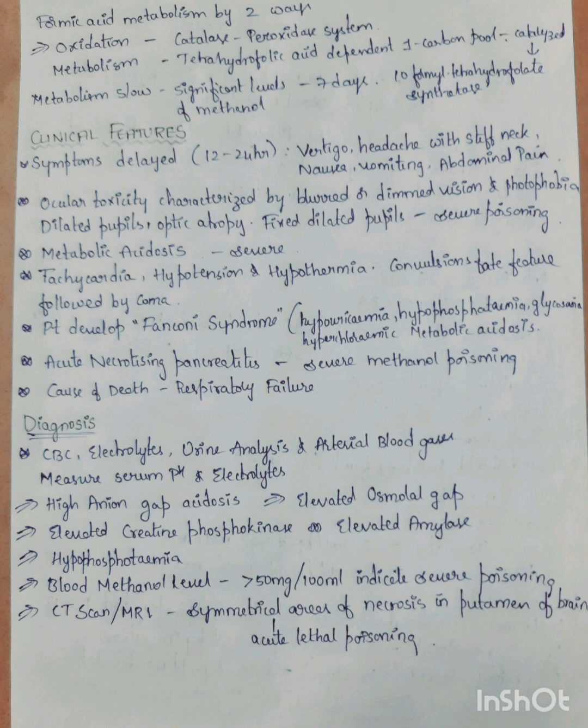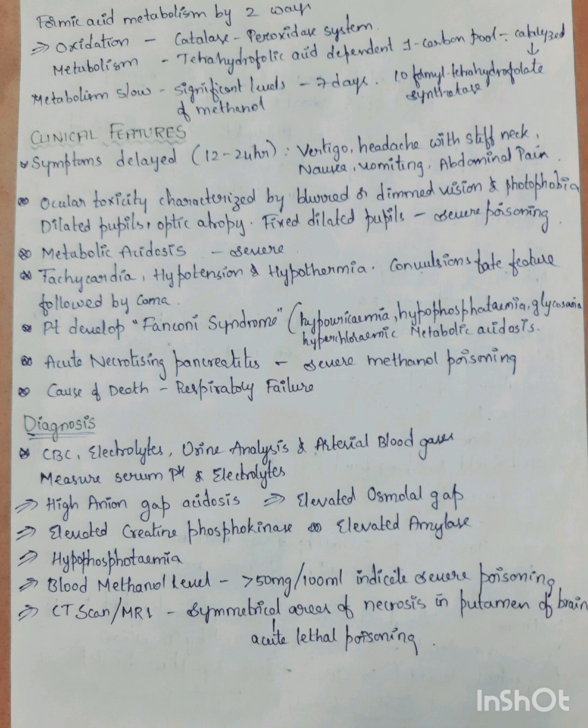Coming to clinical features. Symptoms are delayed for 12 to 24 hours. Initial symptoms include vertigo, headache with stiff neck, nausea, vomiting, abdominal pain, etc. Ocular toxicity is characterized by blurred or dimmed vision and photophobia. Dilated pupils and optic atrophy are also observed. Fixed dilated pupils are seen in severe poisoning cases. Metabolic acidosis is severe. Tachycardia, hypotension, hypothermia are also observed. Convulsions are a lead feature, often followed by coma.